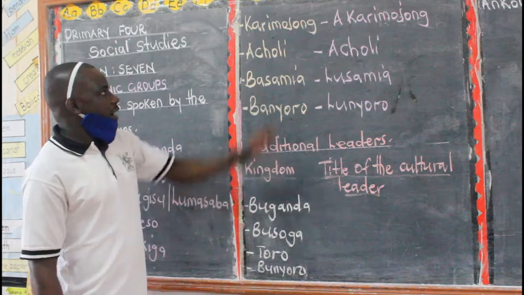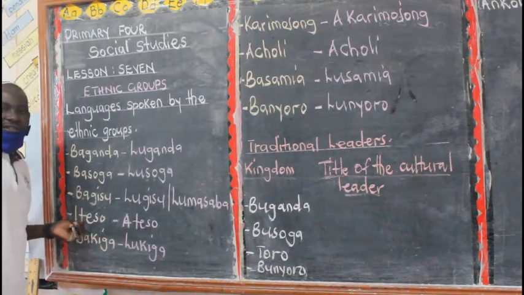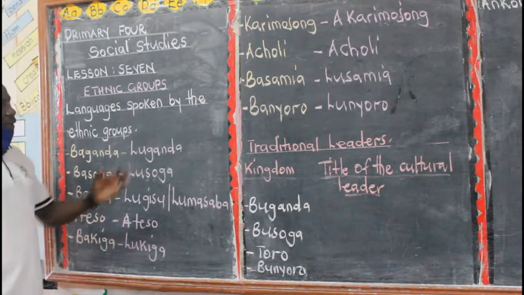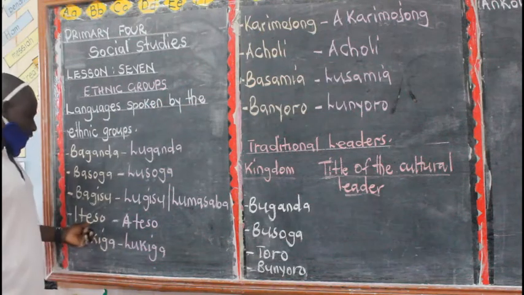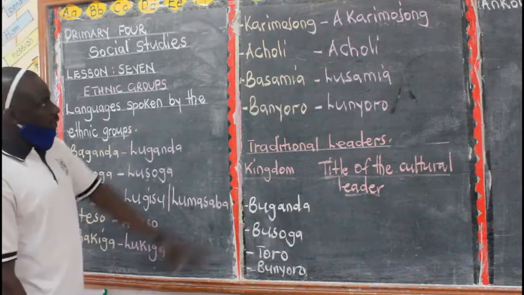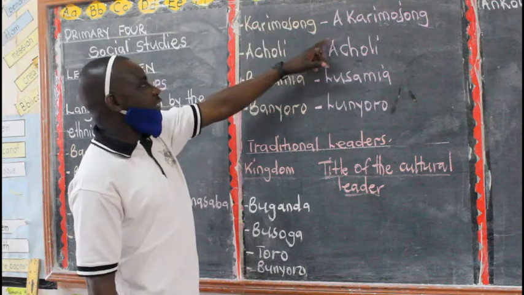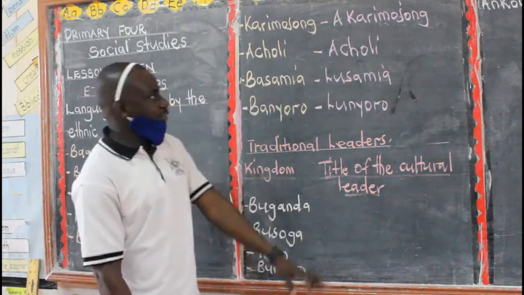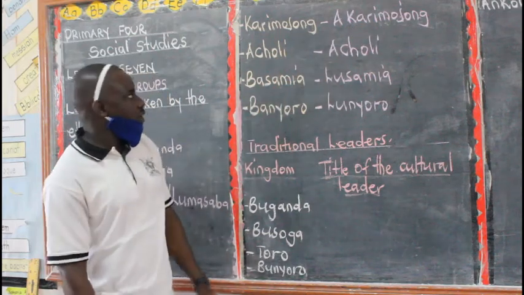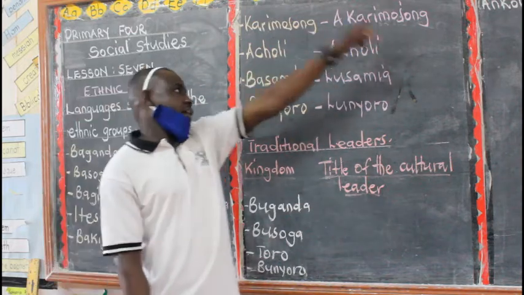Now they can ask you, how are the Karimojong and the Iteso similar in terms of ethnicity? The word ethnicity is from the word ethnic. So if you look at the Karimojong and the Iteso, these two tribes are under the Plain Nilotes. If you look at the Karimojong, what's the language? The language used is Akarimojong. So just add letter A, you begin with A, then you add the word Karimojong. So the tribe is Karimojong, then the language used is Akarimojong.